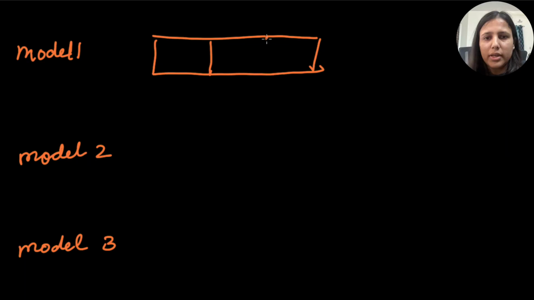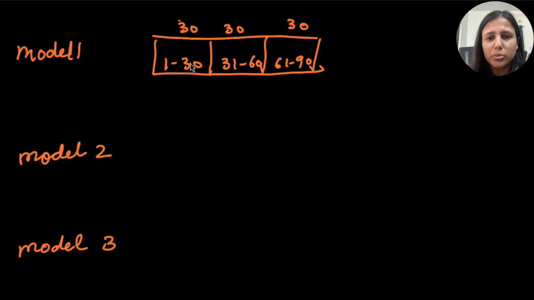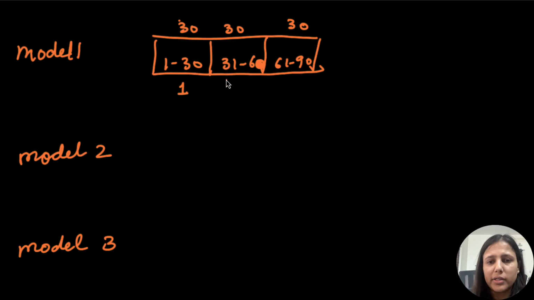Let's say we have 30 samples here, 30 samples here, 30 samples here, right? 1 to 30 here, 31 to 60 here and 61 to 90 here. So total samples we have is 90. Samples 1 to 30 are in fold 1. The second fold is of size 30 as well, and they are from the 31st sample to the 60th sample. This is our fold 2, and this is fold 3. The number of samples in the third fold is also 30, from index 61 to 90.